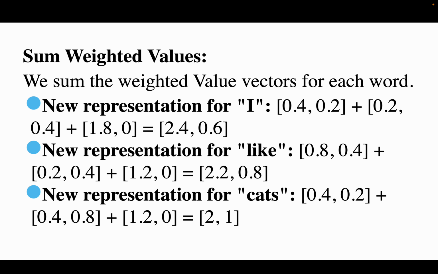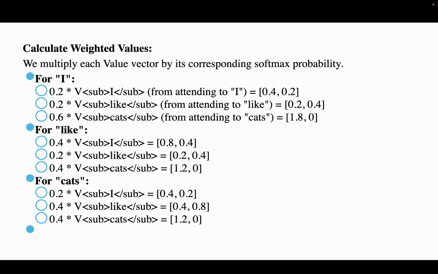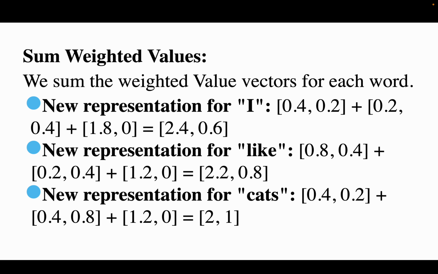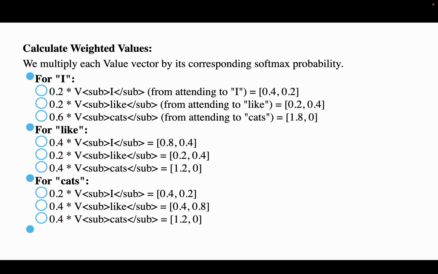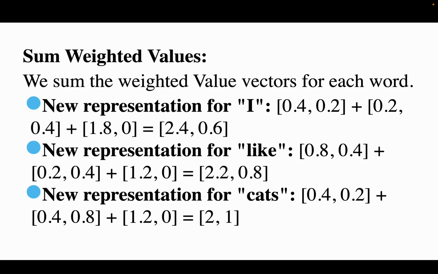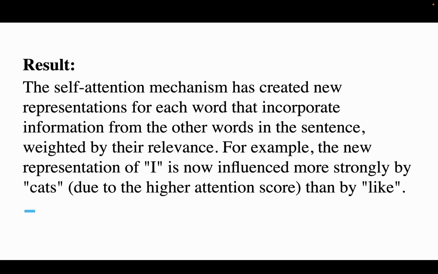Now here we will finally do the calculation and combine. We will add the values: 0, 0.4, 0.2, 0.4, 0.4, then we will combine with 0, 0.2, 0.4 and 1.8, 0. So we do the summation of all the parts that we calculated for I. Similarly we will do the summation for like, and similarly for cats. And now the new representation we get is 2.4 0.6, 2.2 0.8, 2 comma 1.